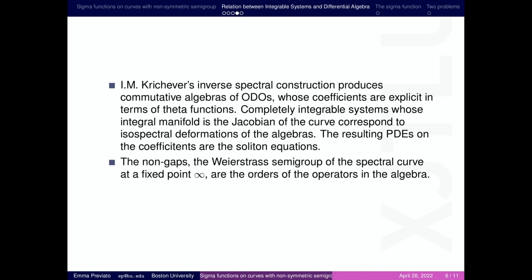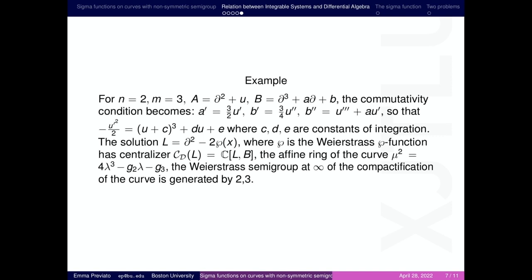Excellent. So I was on the example. My two commuting operators here are called A and B. And the orders in d/dx are 2 and 3. And that's exactly the order of pole of these two functions viewed on the elliptic curve.